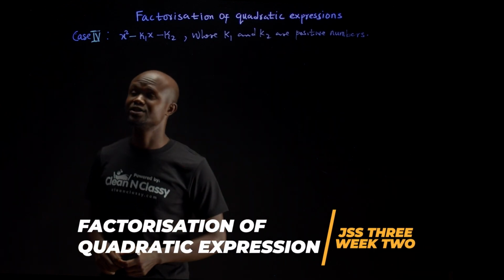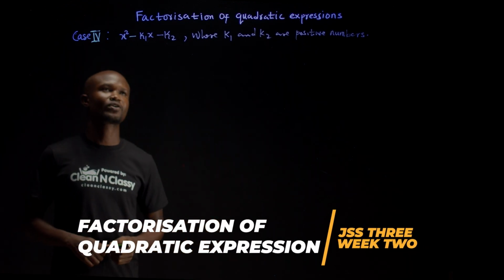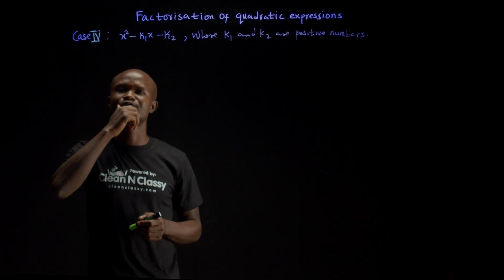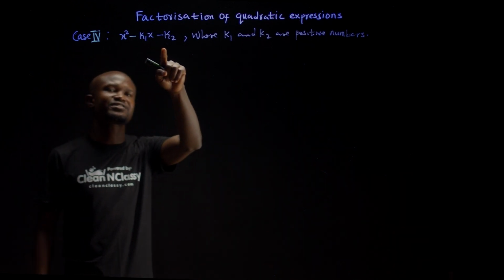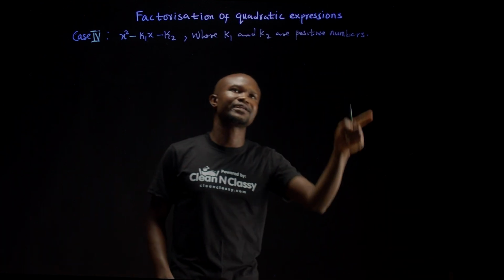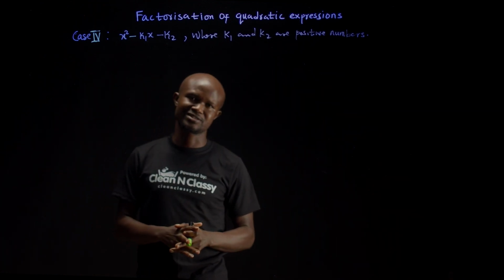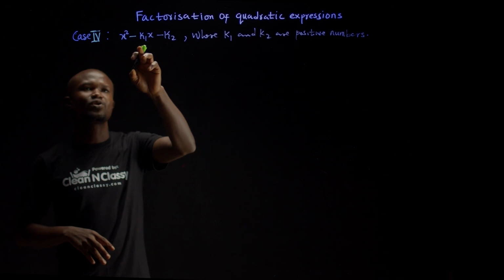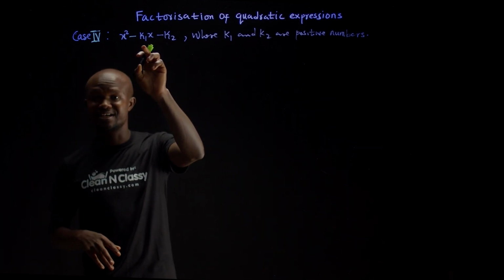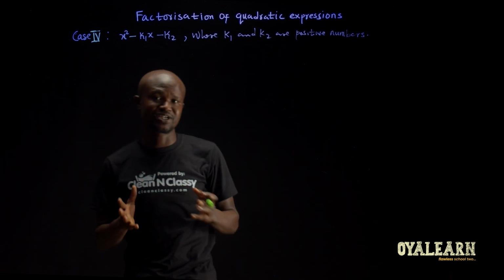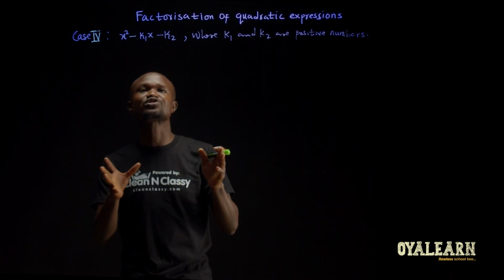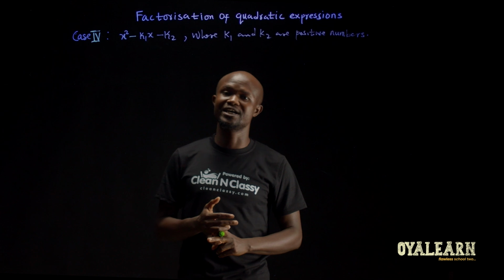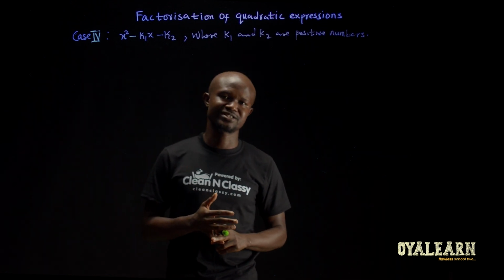Now we are looking at case 4 under the factorization of quadratic expressions. Case 4 is of the form x squared minus k1x minus k2, where k1 and k2 are positive numbers. The coefficient of x squared here is 1, the coefficient of x is negative, and the constant term is also negative. So in this case, one factor is going to be positive and the other will be negative, just like case 3.